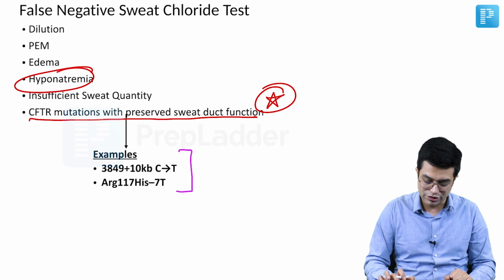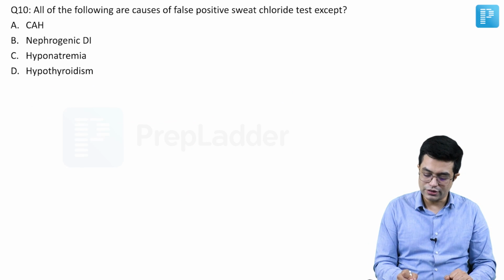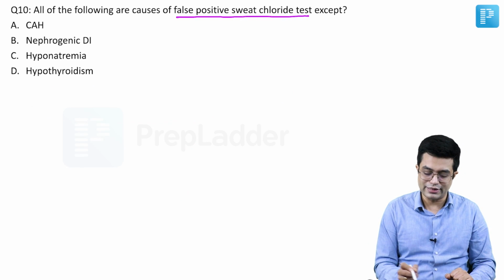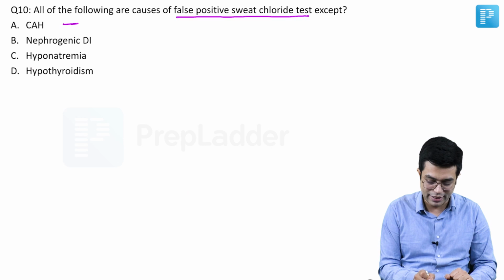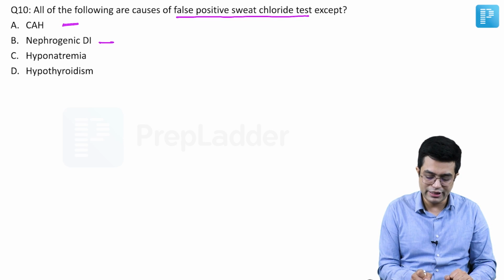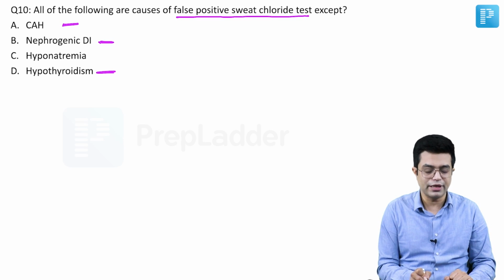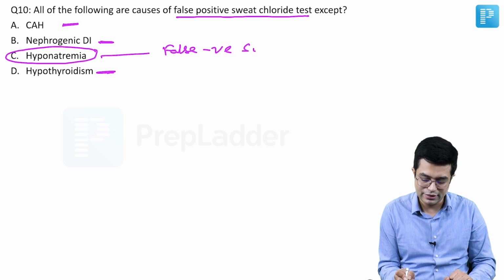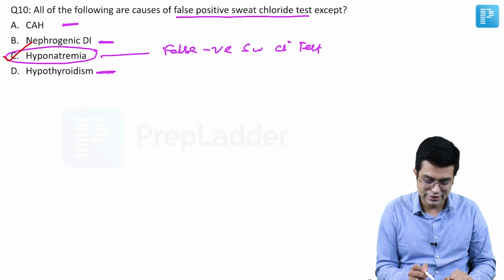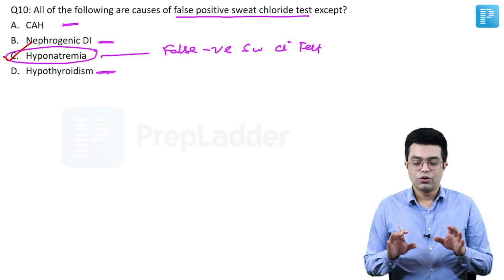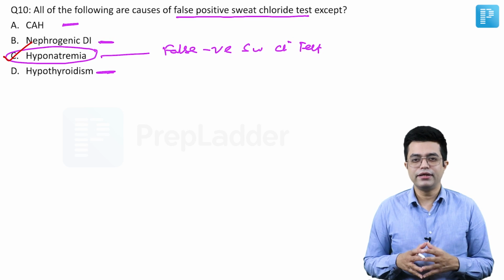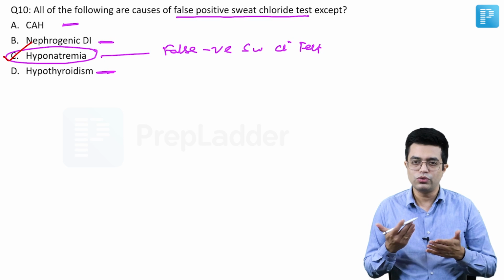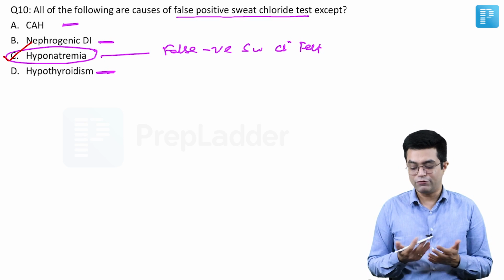So let us look at the question again. All of the following are causes of false positive sweat chloride test except: CAH can cause a false positive test, nephrogenic DI can cause, hypothyroidism can cause. Hyponatremia is the one which is left out. It causes a false negative sweat chloride test, not a false positive, and so the answer to this question is C, hyponatremia.